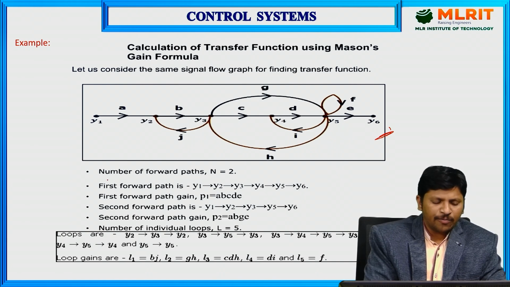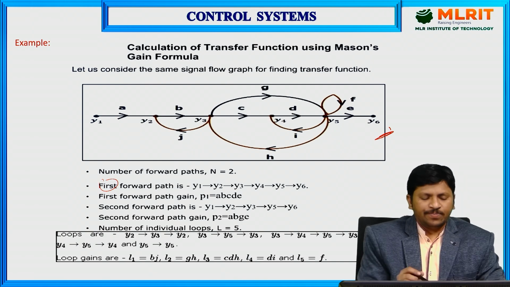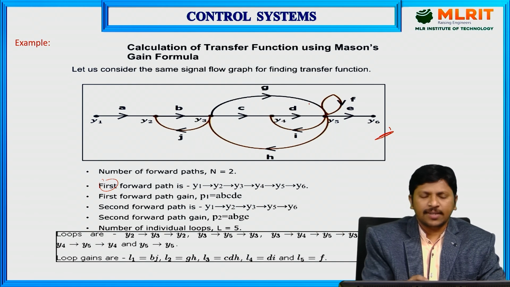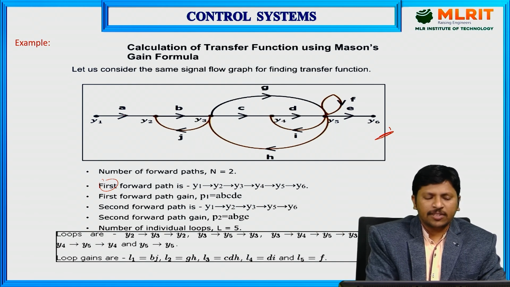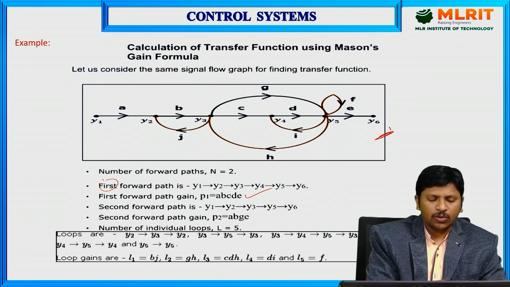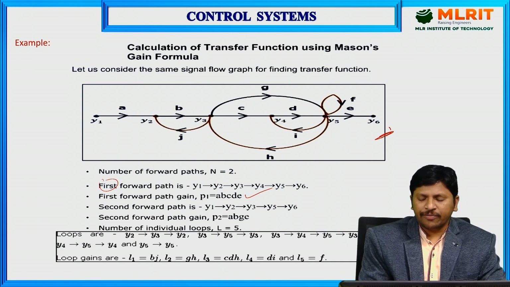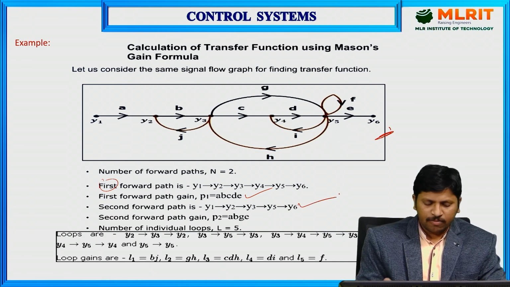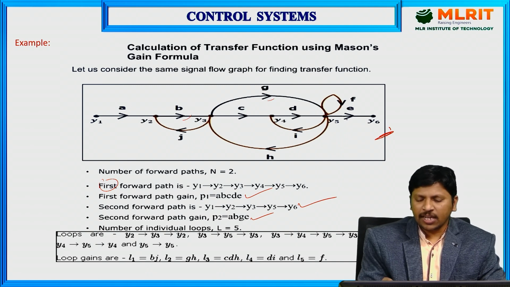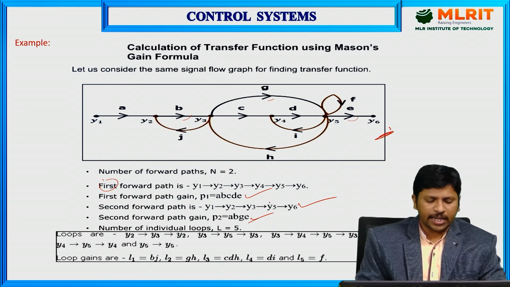This is the first forward path. The first forward path gain is the product of the gains of the first, second, third, fourth and fifth branches: A, B, C, D, E. Now the second forward path: y1 to y2, y2 to y3, y3 to y5, y5 to y6. The gain of that second forward path is the product A, B, G, and again E.